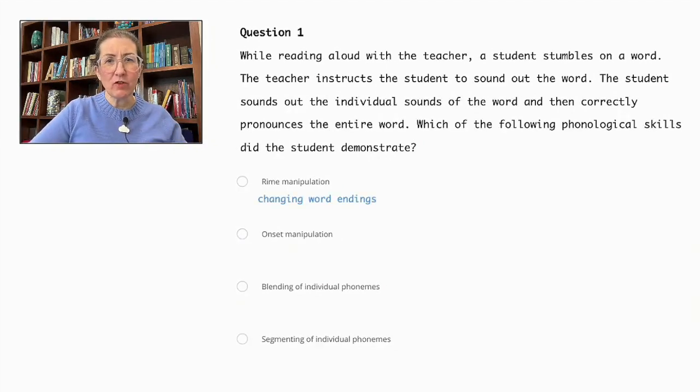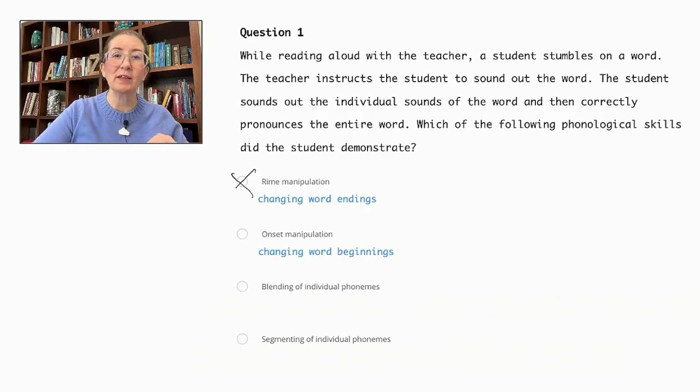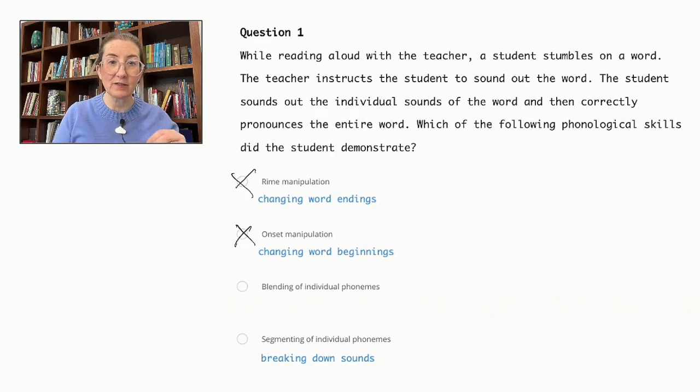Rhyme manipulation involves changing the ending part of a syllable or word, the rhyme, while keeping the beginning part, the onset, the same, which is not what the student is doing here. So let's eliminate that. Onset manipulation involves changing the initial sound of a syllable or word while keeping the rhyme the same. So we can cross that out as well. Segmenting individual phonemes would involve breaking down the word into its individual sounds without necessarily blending them back together again. So we can cross that out as well.